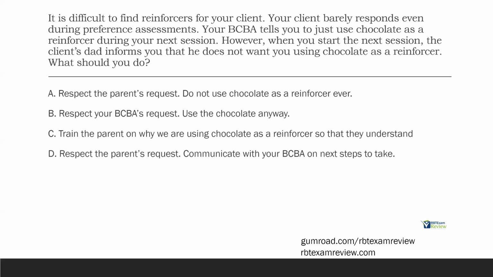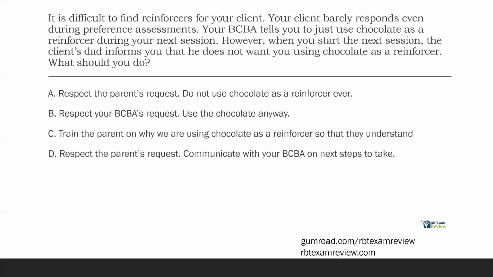This is pretty common. If it's difficult to find a reinforcer for a client, a lot of times BCBAs would just shift to edibles. Edibles are very reinforcing for the most part, okay? They can be used in a variety of situations. However, there are some issues with edibles, such as health concerns, difficulty removing them as a reinforcer, okay? And then, of course, parent concerns. So the client's dad says, I don't want you using chocolate as a reinforcer. But your BCBA just told you to use chocolate as a reinforcer. Pretty tough spot for the RBT to be in.